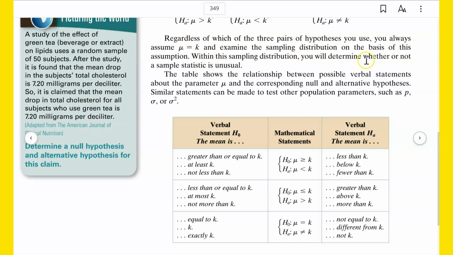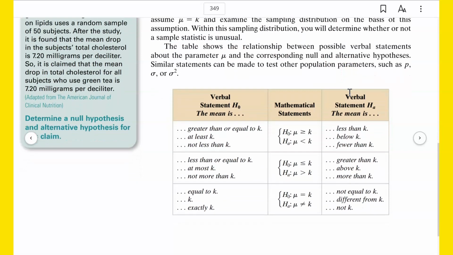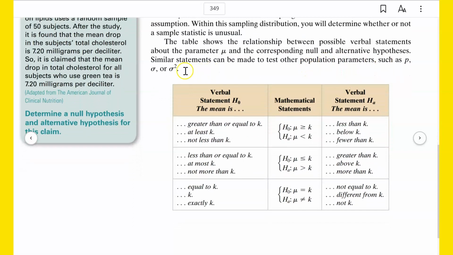Within this sampling distribution, you will determine whether or not a sample statistic is unusual. The table shows the relationship between possible verbal statements about the parameter mu and the corresponding null and alternative hypotheses. Similar statements can be made to test other population parameters, so it doesn't just have to be mu that we're testing. It could be a claim about a proportion. The proportion might be 80% of people like bacon, so that would be a P instead of a mu.